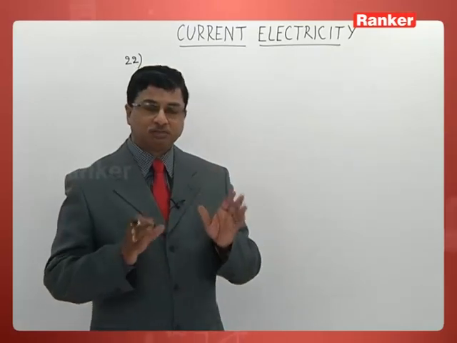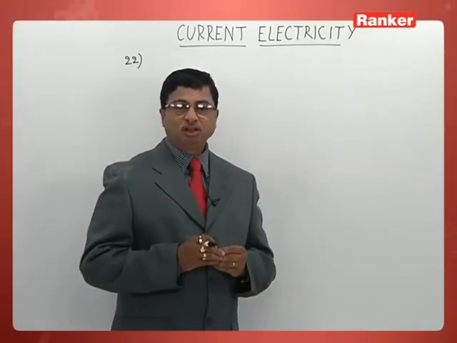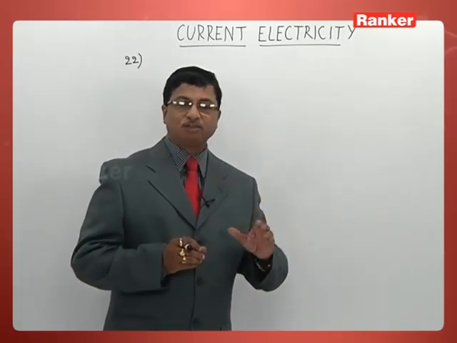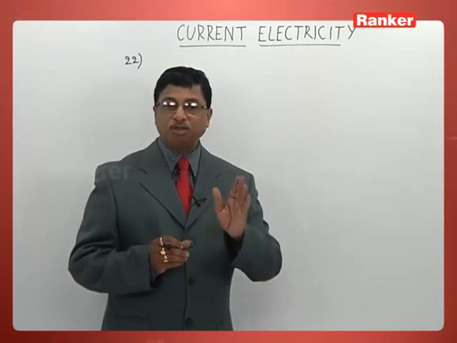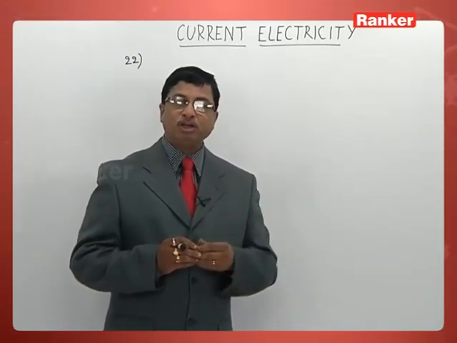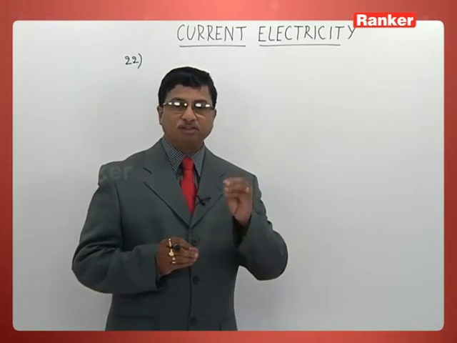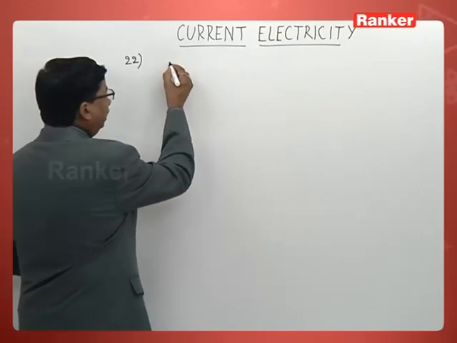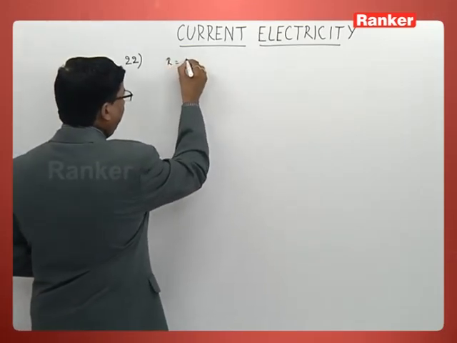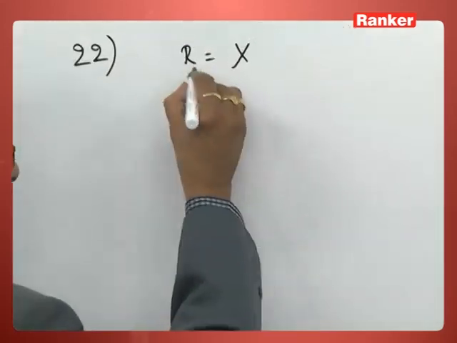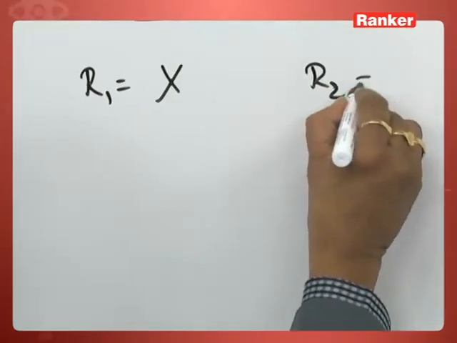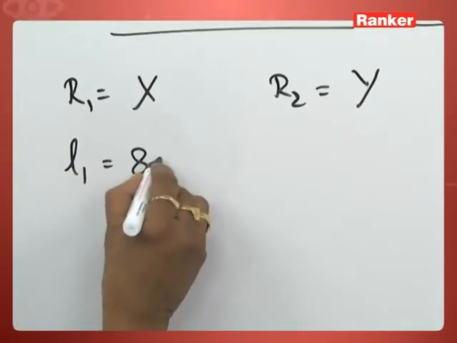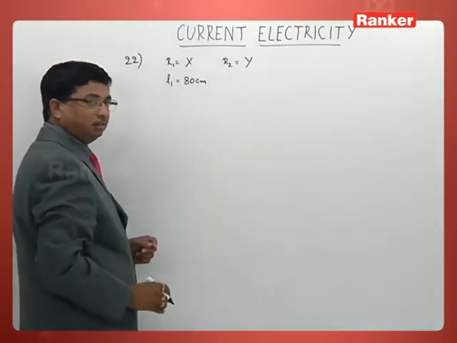But what exactly is the question? Look at it once again. Two unknown resistances X and Y are connected across the left and right gaps of a meter bridge, and the balance point is obtained at 80 centimeter from left. Let us write the data here. In the left hand side gap we have X. In the right hand side gap we have Y. And of course, the length he has given, 80 centimeter, is the balance length.